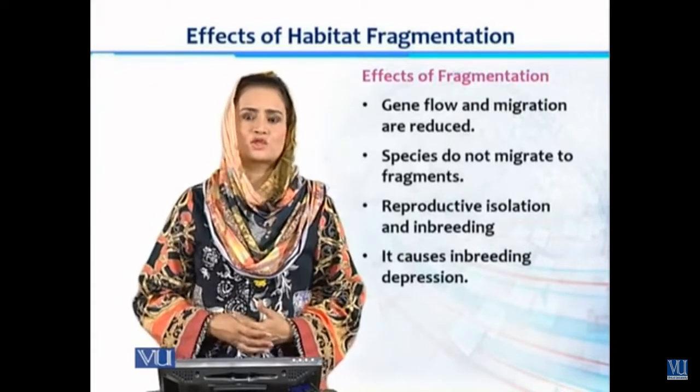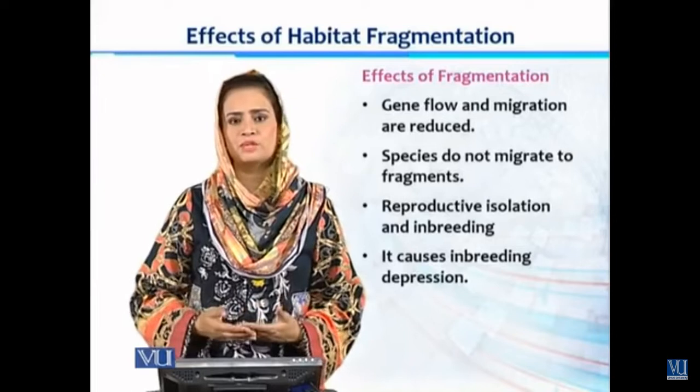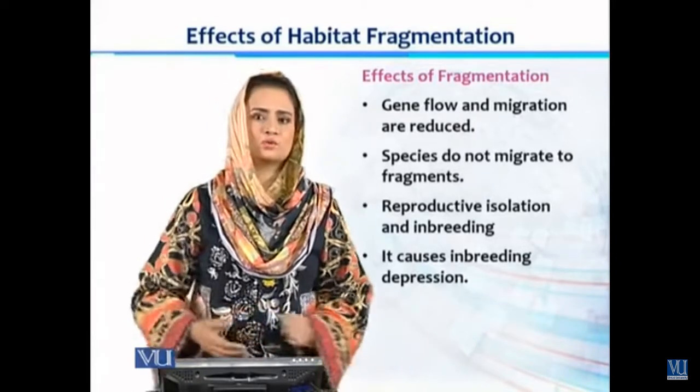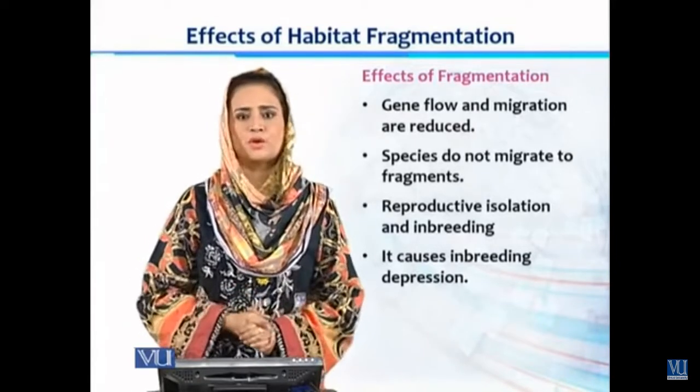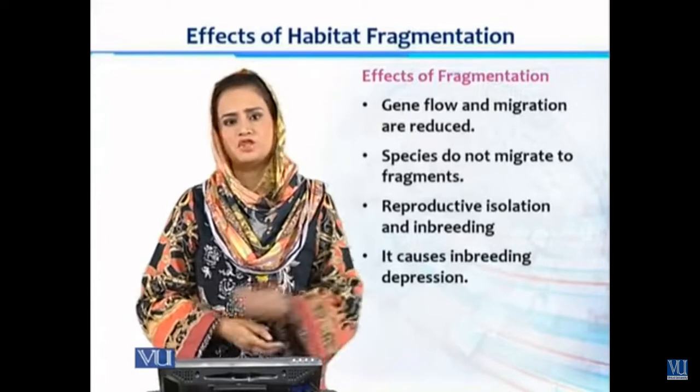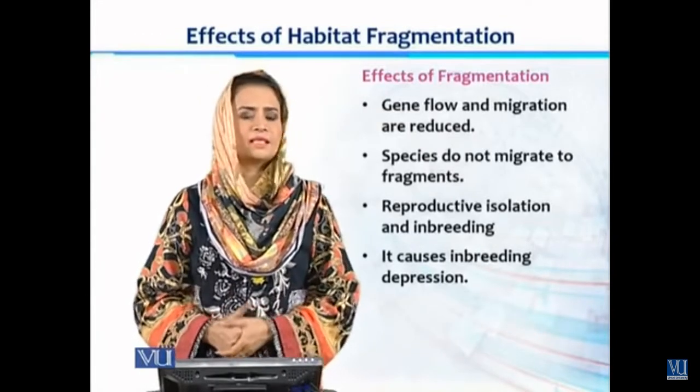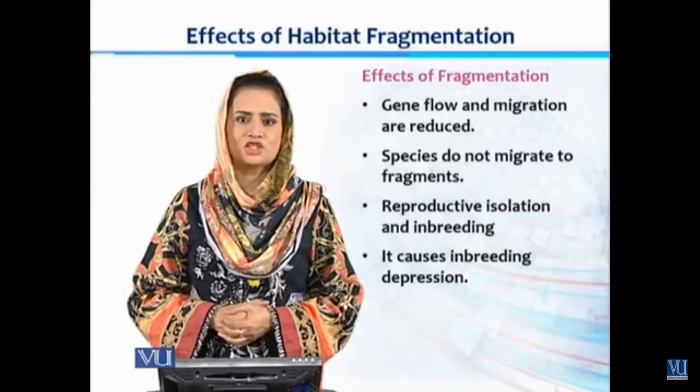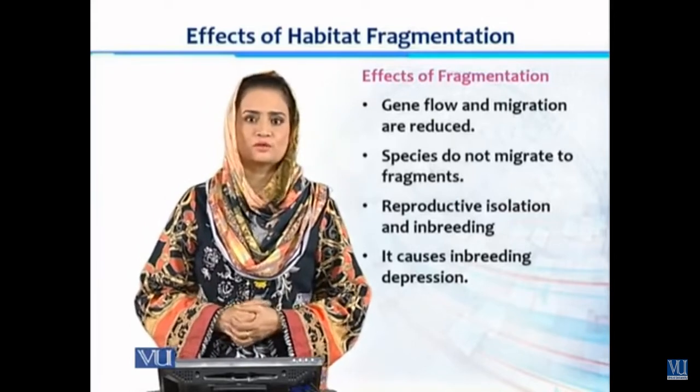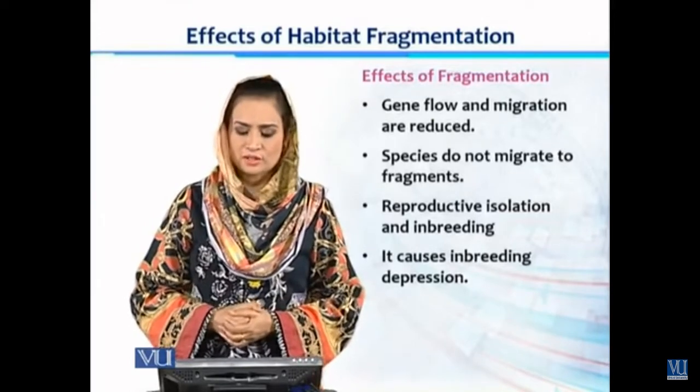So there is a very slow rate of gene flow, because during migration, when animals are migrating from one place to the other, they bring their gene pool to the other population, and the other population's members bring their gene pool to that part of the habitat. But in case of habitat fragmentation, the migration rate is very much reduced. So the gene pool is also reduced, and the gene flow is reduced as well.